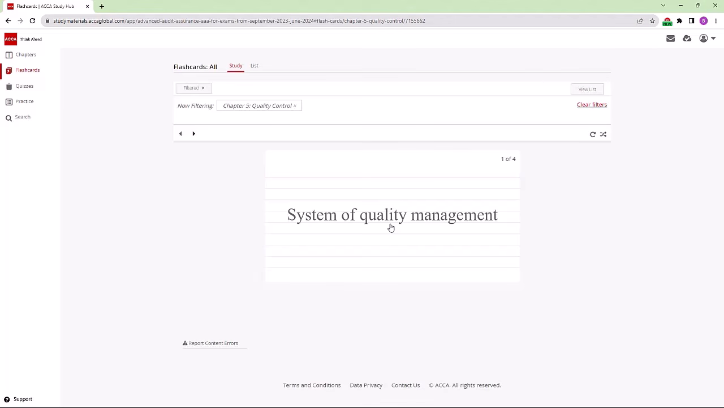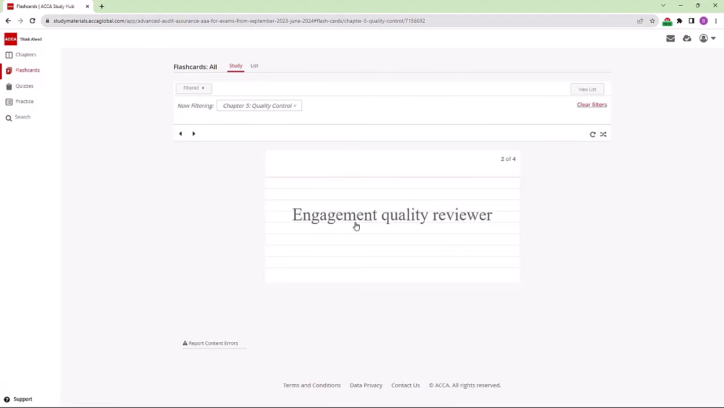And there are lots of elements of that system of quality management, like the staffing, like the planning of the audit, like the reviews, like the direction of it, all the stuff that we covered in that earlier recap. All of those add together to the system of quality management.